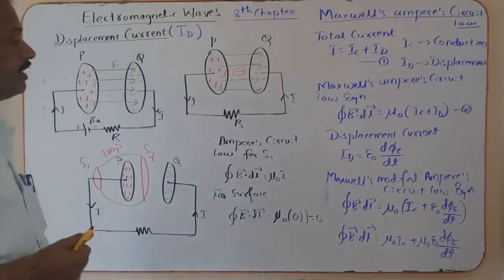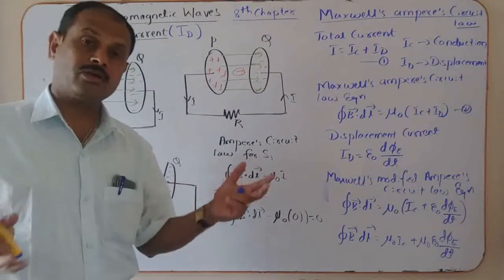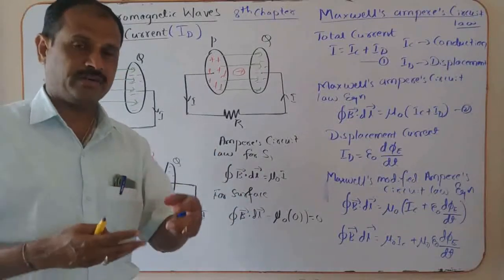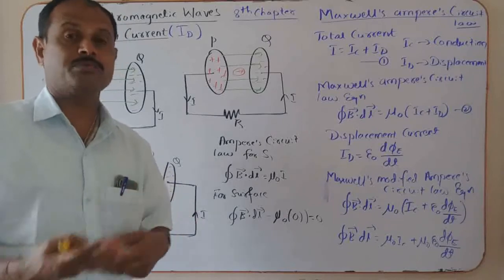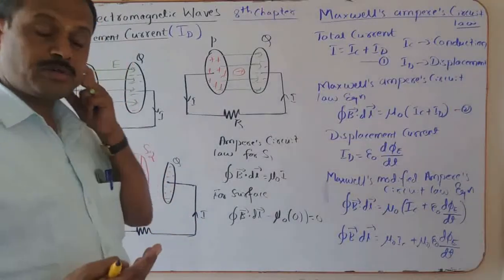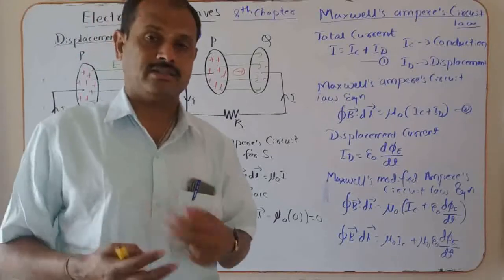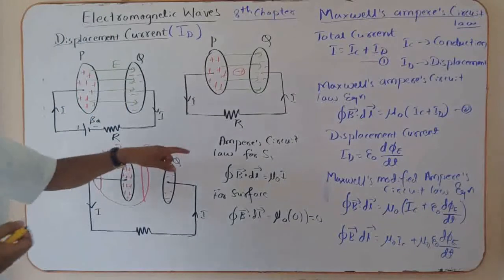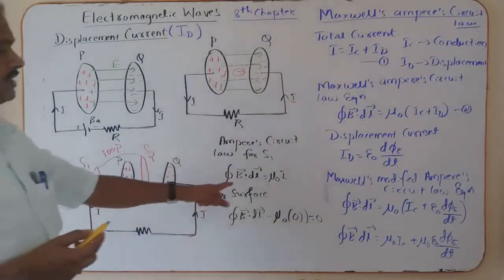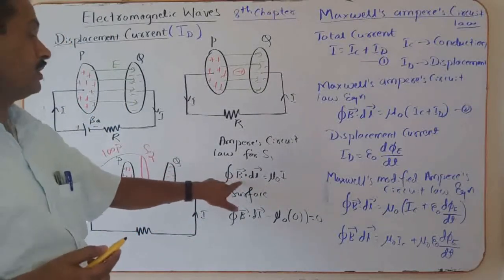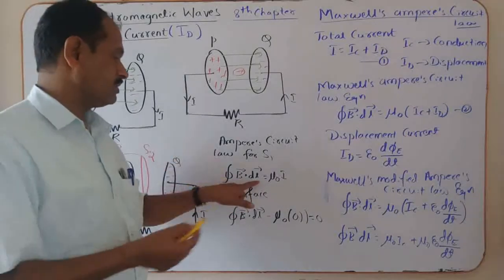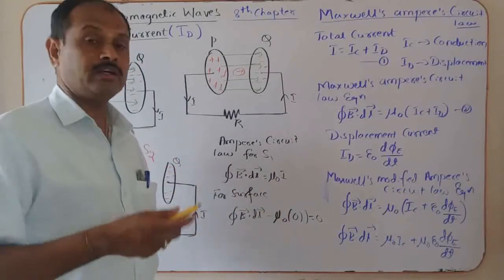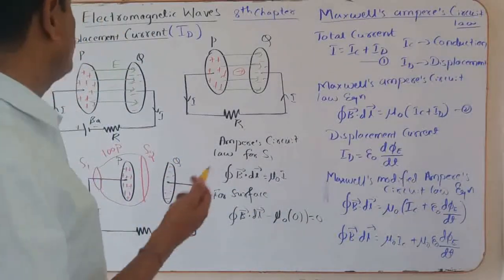Now, you already know Ampere's circuital law from the previous chapter. The line integral of the magnetic field over any closed path or loop is equal to mu naught times the current threaded through the surface of the loop, the current flowing through the conductor.